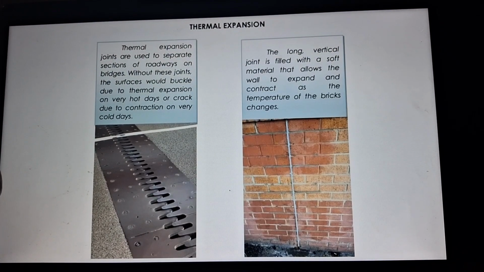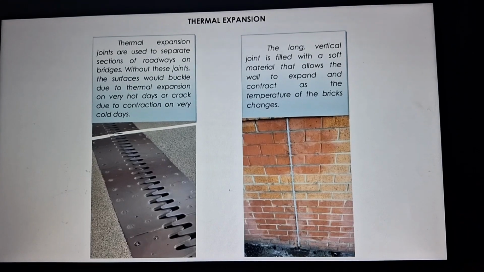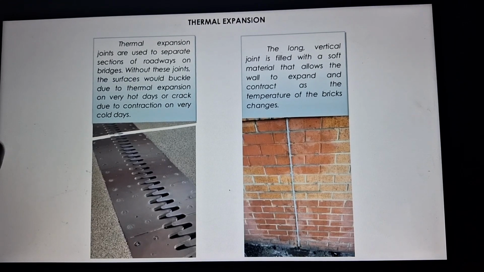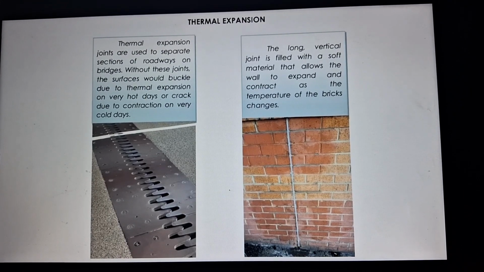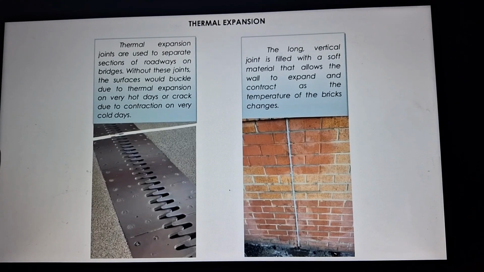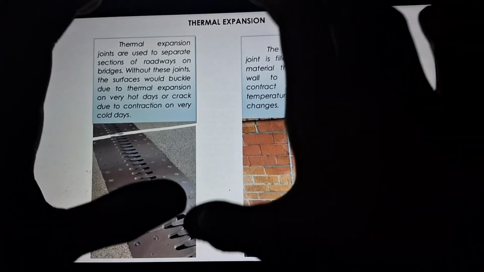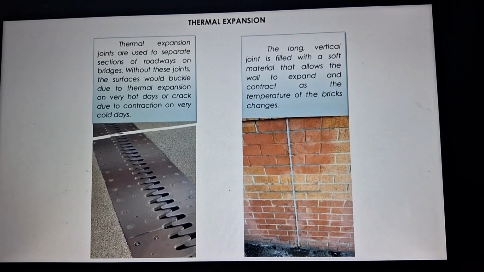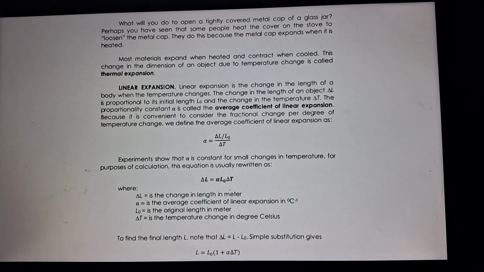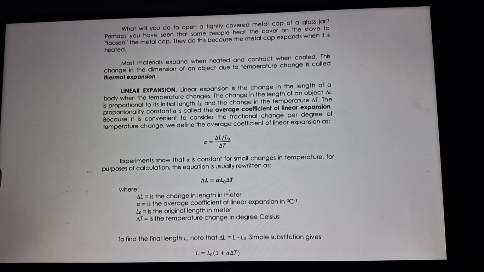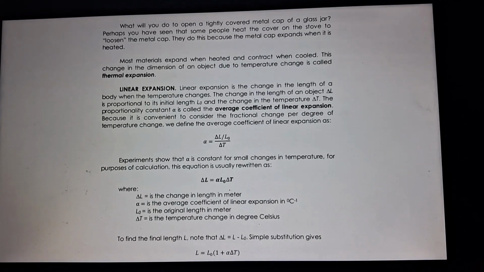So this is thermal expansion. Expansion joints are used to separate sections on roadways and bridges. If there were none, the surface would buckle due to thermal expansion on very hot days and crack due to contraction on very cold days. This vertical joint is filled with a soft material that allows the wall to expand and contract. Most materials expand when heated and contract when cooled. This change in the dimensions of an object due to temperature change is called thermal expansion.